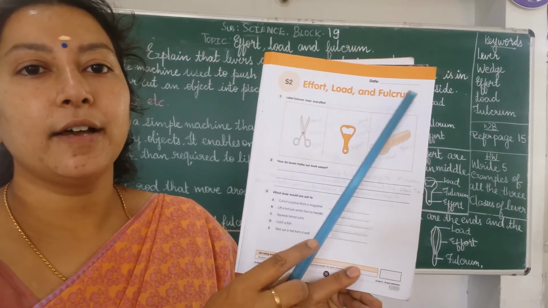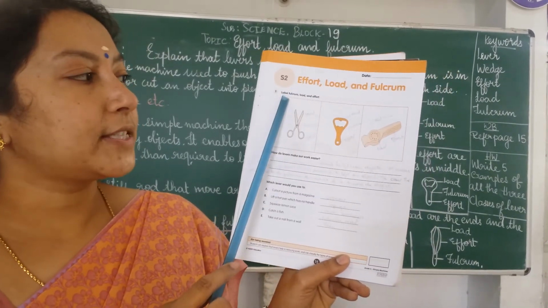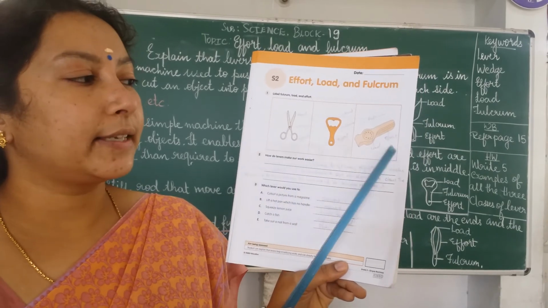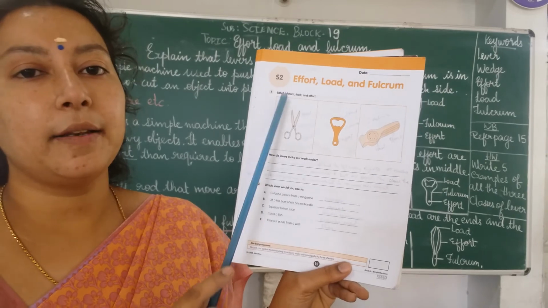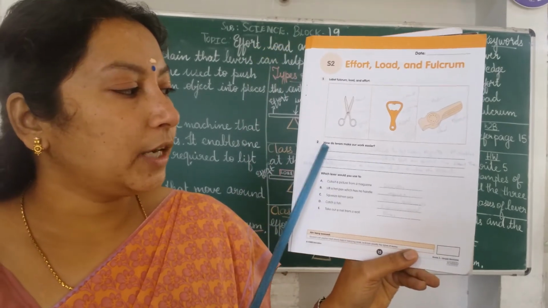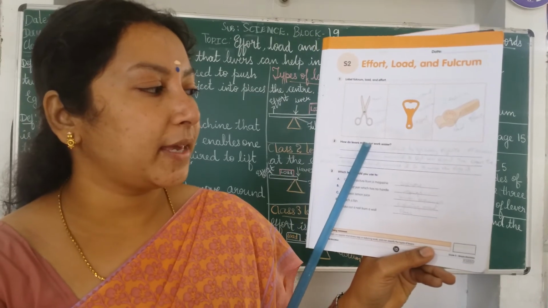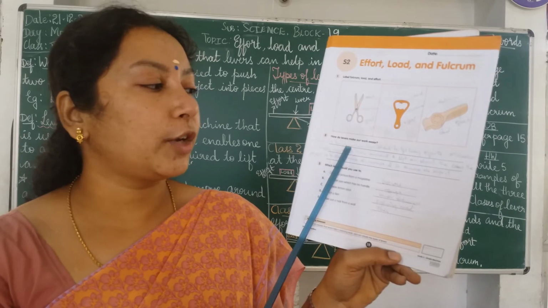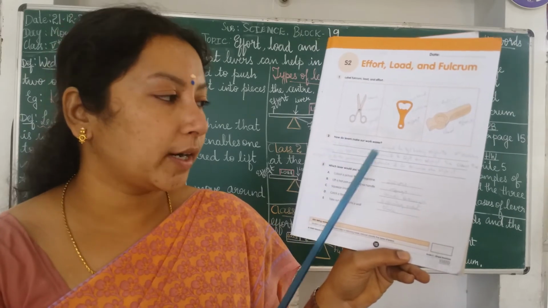Effort, load and fulcrum. So first one, label fulcrum, load and effort. Among the three figures here, you have to label all the three: load, fulcrum and effort. Second one, how do levers make our work easier? You have to write a few sentences on in what way levers are helping you to do your work.